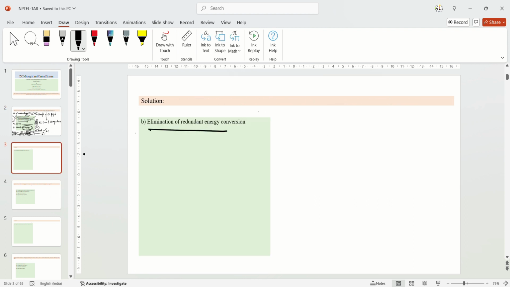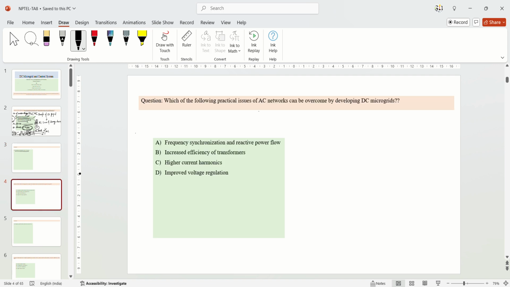And here also the elimination of redundant energy conversion stages. Okay. So this is the second question, which is related to which of the following practical issues with the AC network can be overcome by the DC microgrid.